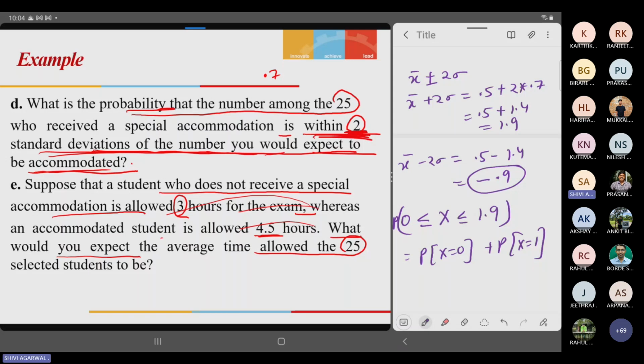Point 0.5 is the mean, x bar. Yes, we are finding the range, which is given in the question: within 2 standard deviations. That means 2 multiplied by the standard deviation from its mean. So x bar plus minus 2 sigma.